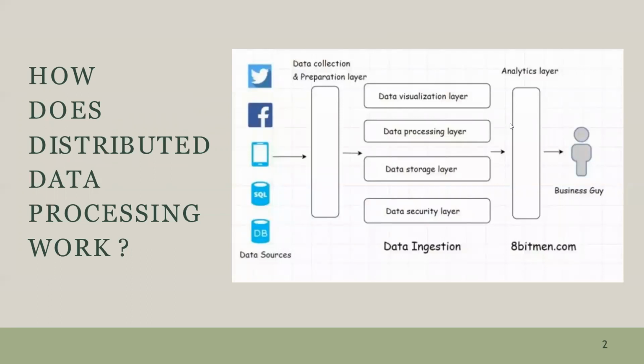How does distributed data processing work? In a distributed data processing system, a massive amount of data flows through several different sources into the system. This process of data flow is known as data ingestion. Once the data streams in, there are different layers in the system architecture which break down the entire processing into several different parts. Data collection and preparation layer.